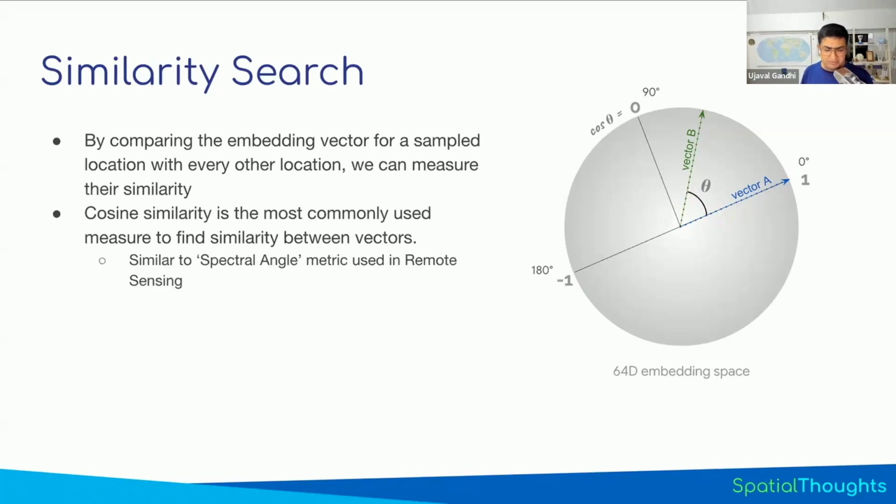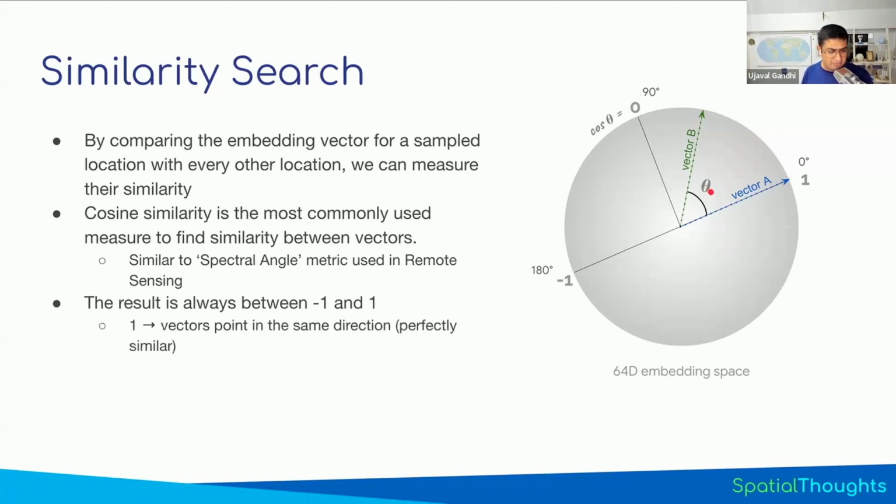This is similar to spectral angle. In remote sensing, people will be familiar with the concept of spectral angle. This is the same thing. This is a more generic approach that is used in machine learning, which is called cosine similarity. If you do a cosine similarity, the output that you'll get, the cosine of the angle between those two vectors, will be between -1 and +1. If the value is 1, that means both the vectors are pointing in the same direction. So they are exactly similar.